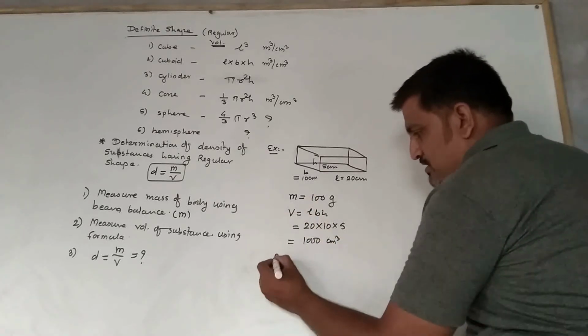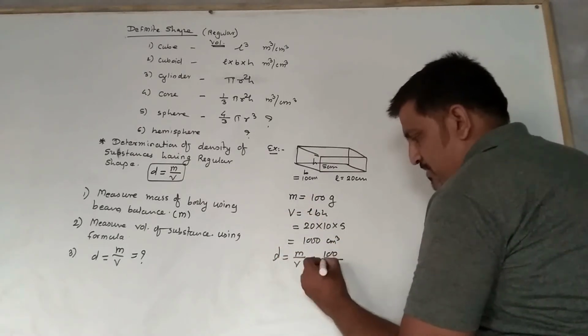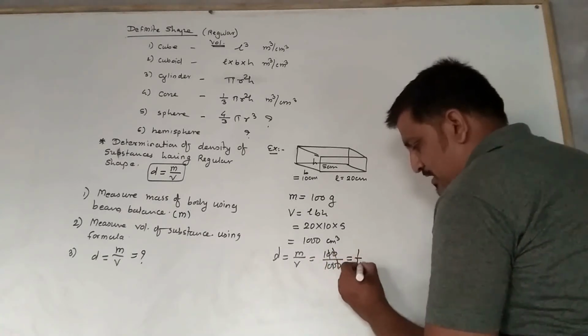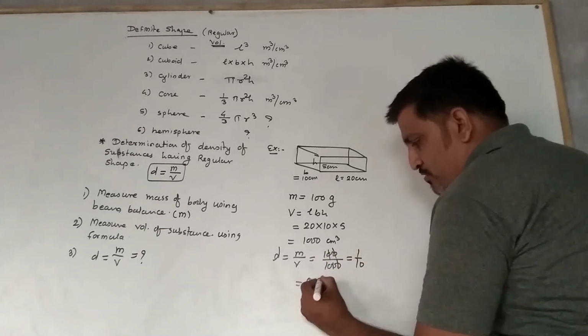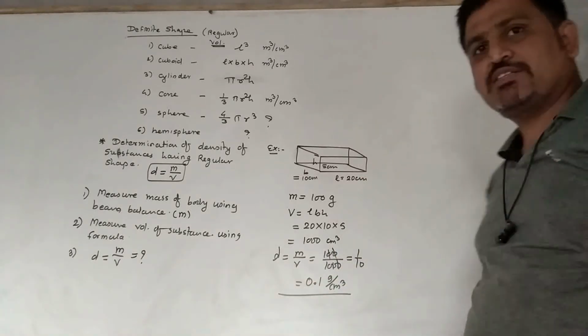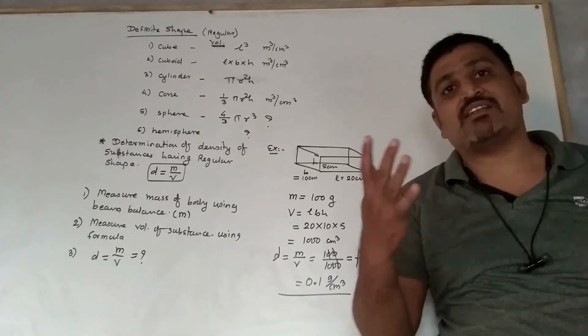Now, what is the density then? Density is mass upon volume. Mass is 100 gram upon 1000. So this 0 will be cancelled. This is 1/10, which is nothing but 0.1 gram per centimeter cube. In this way, easily you can find out the density of the body if the body is in a regular shape.